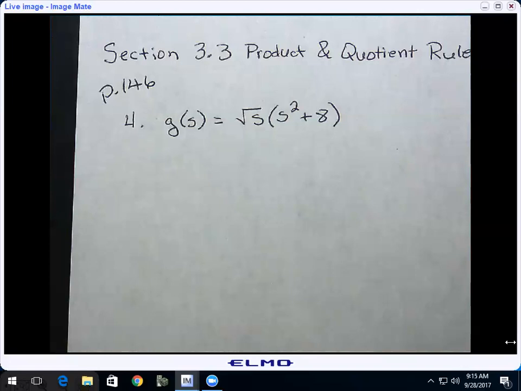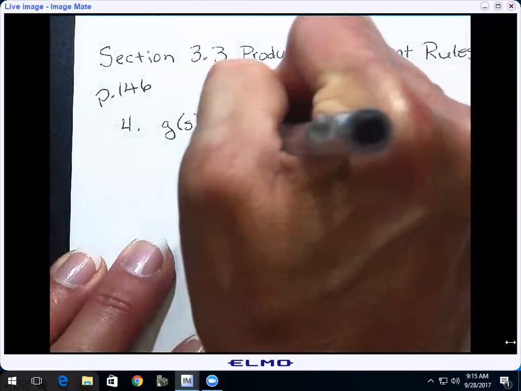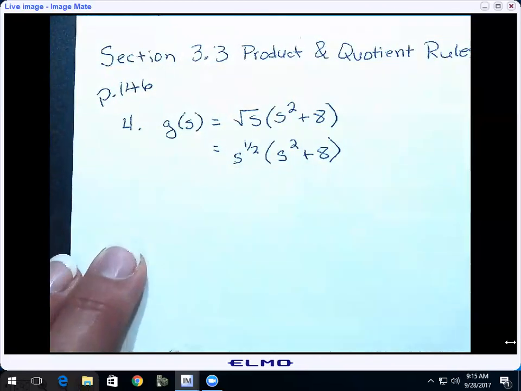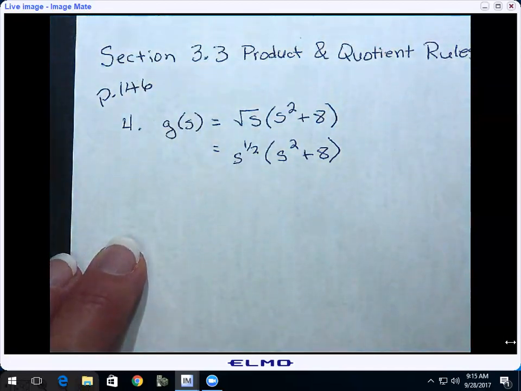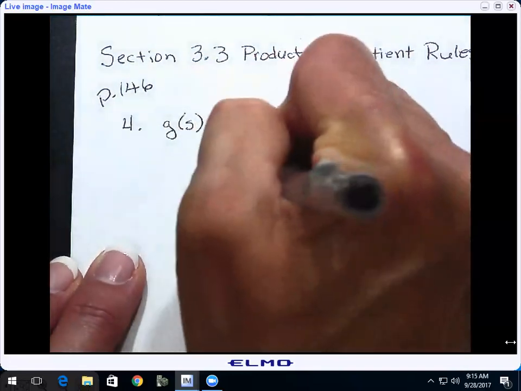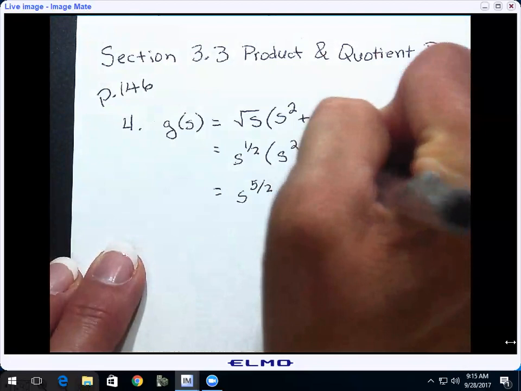Which do you think would be easier here? Product rule or just distribute s to the 1/2? I'd probably agree with you. On that one, I wouldn't use the product rule. I would say that's s to the 1/2 times s squared plus 8. And when I distribute that s to the 1/2, it's s to the 5/2 plus 8s to the 1/2.